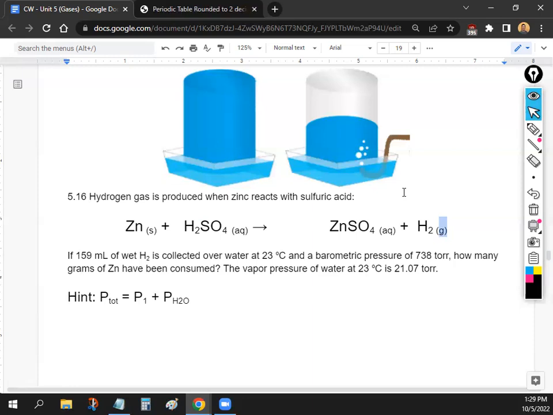So what they do is they put the tube inside the water underneath the container. This is how we capture the gas. So this is the initial volume, right? So this tells you how much gas is there originally. But if you start adding gas, you're going to see that the water level goes down, right?